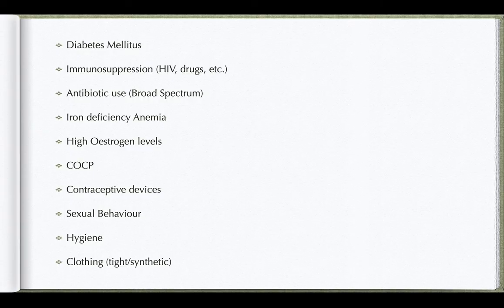Immunosuppression is also a common risk factor for VVC. Immunosuppression in patients who are HIV infected has been shown to be associated with an increased frequency, persistence, and recurrence of symptoms, however, not associated with severity of the condition. Certain drugs which cause immunosuppression, examples are glucocorticoids, antimetabolites, or patients who are on chemotherapeutic drugs, could also be at higher risk of developing VVC.